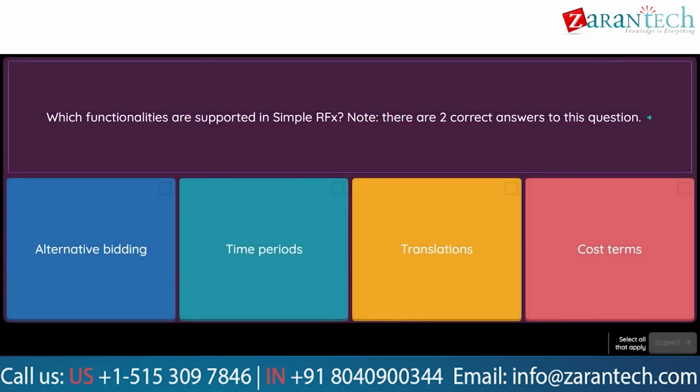Question: which functionalities are supported in Simple RFX? Note: there are two correct answers to this question. Option 1: alternative bidding. Option 2: time periods. Option 3: translations. Option 4: cost terms.